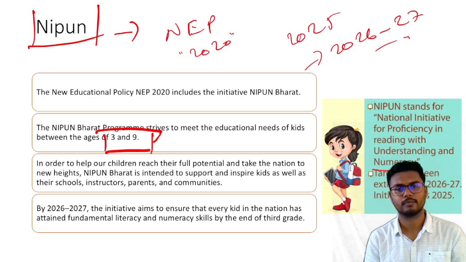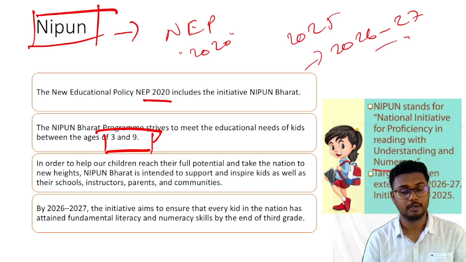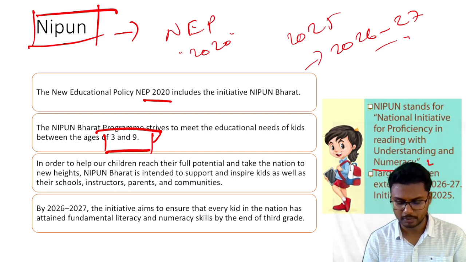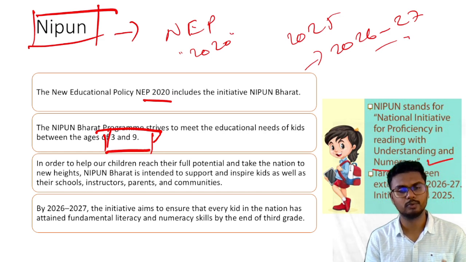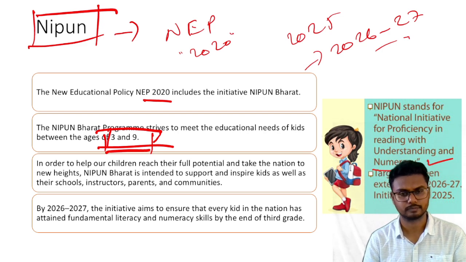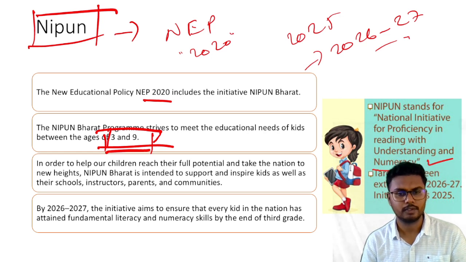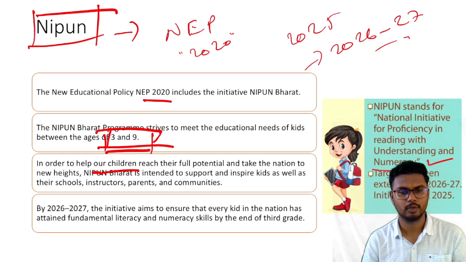Please understand, Nipun Bharat or Nipun India is an initiative under the New Education Policy 2020, and it stands for National Initiative for Proficiency in Reading with Understanding and Numeracy. Eligibility: it is applicable to the needs of those children who are aged between 3 and 9. Alright, so what does this Nipun initiative seek to do? It seeks to help children reach their full potential and take the nation to new heights.